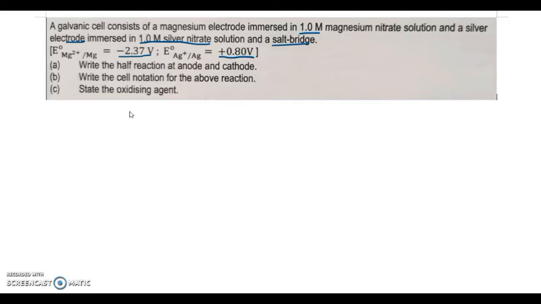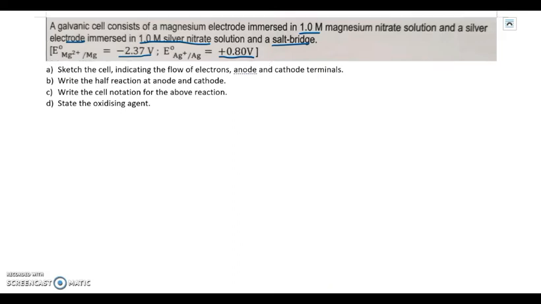Write the half reaction at anode and cathode. B. Write the cell notation for the above reaction. And C. State the oxidizing agent. Okay, look at this example.